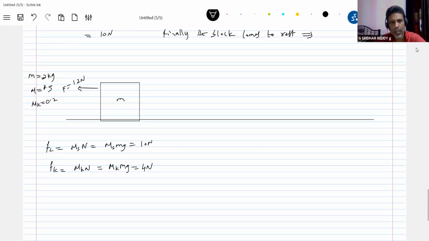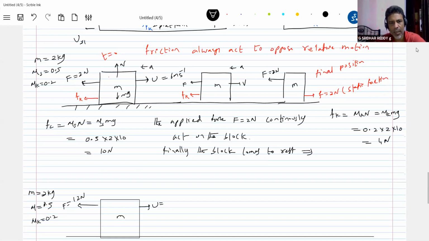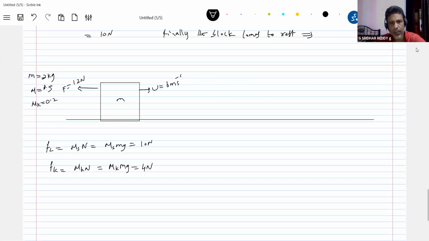And the block, I'll give velocity u, all the values same. Only thing is the applied force, I'll make it T equal to 0. Normal reaction, this is the weight. Tell me, what should happen now? Here the applied force is greater than limiting friction, so block will move towards left.